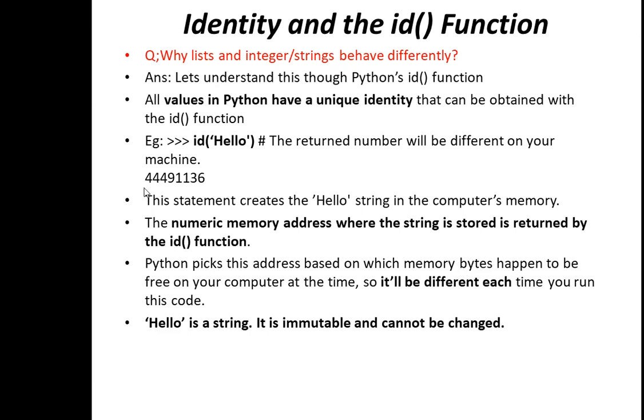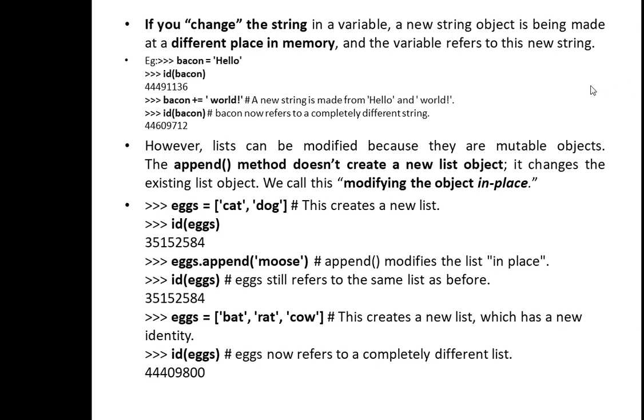So this number we are seeing here is actually the numeric memory address where the string is stored, and it is returned by the ID function. And as I told, it will be different each time depending upon where that value is stored in the memory. And as we know, hello is a string and it is immutable and cannot be changed.